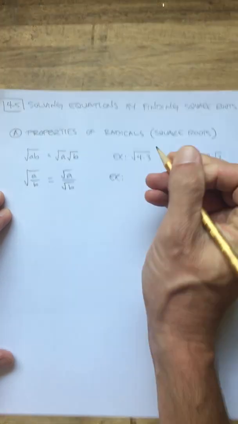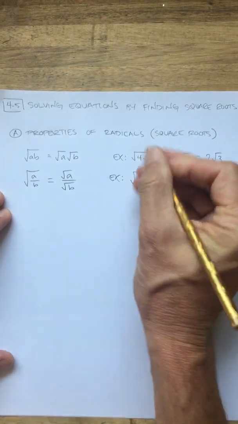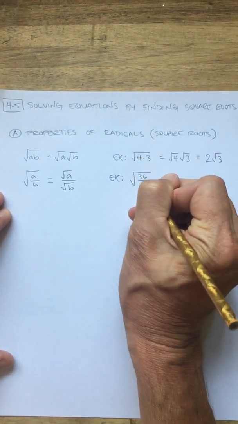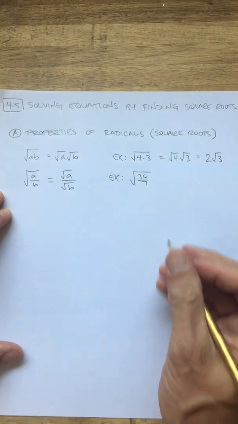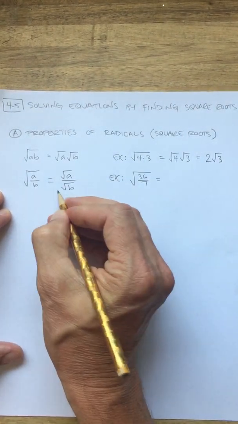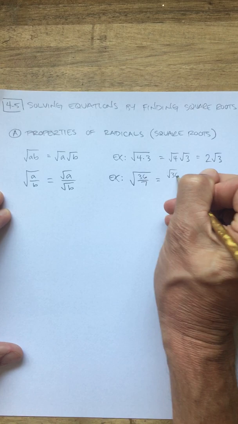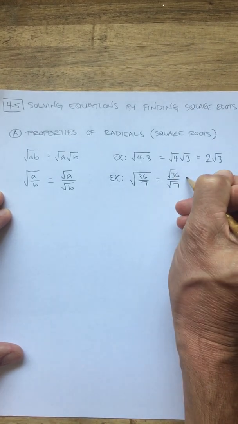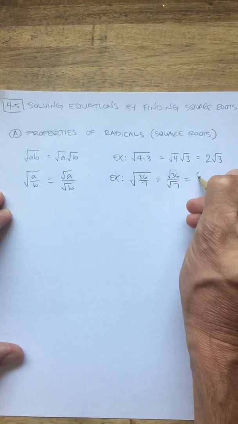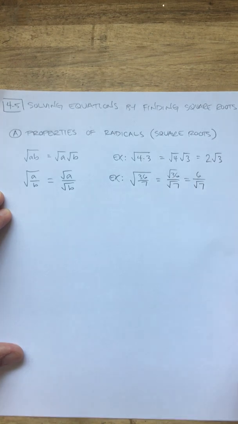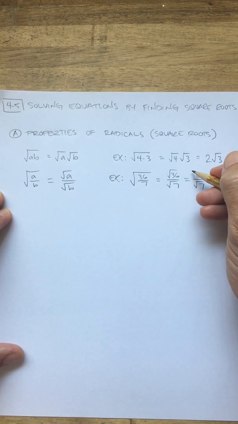If I have something like this, the square root of 36 over 7, well, that equals, according to this, the square root of 36 over the square root of 7. The square root of 36 is 6 over the square root of 7. And we need to pay close attention to this guy. This guy is not quite finished, okay?